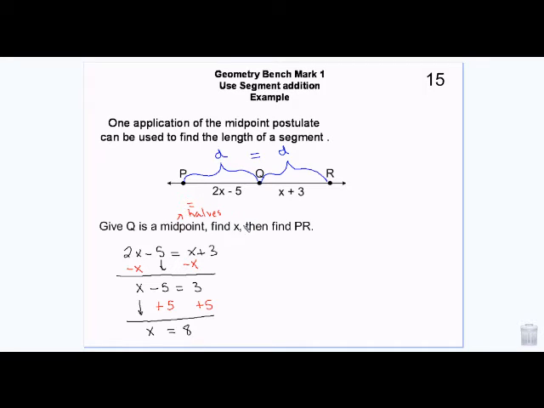Now I found x, that was the first part, but then it says find PR. Well, I know that this half and this half are the same. So if I find one of these lengths, I can just multiply by 2 to get the whole thing. I'm going to do x plus 3 because that's easier, shorter. So x plus 3 is 8 plus 3, that's 11. So this half right here is 11, and so the whole thing is 22.